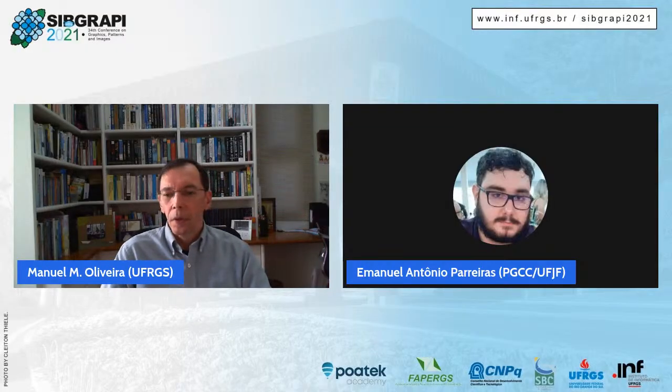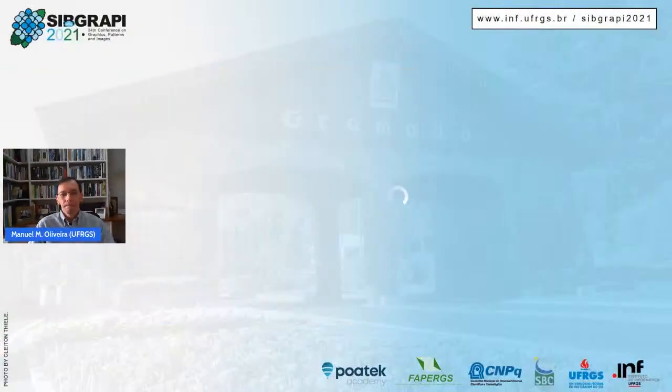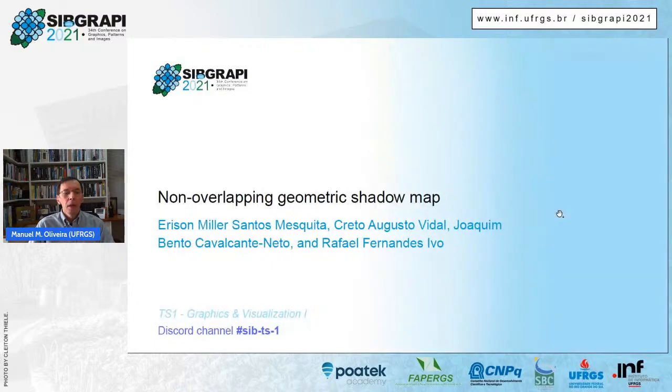All right, okay. Thank you very much, Emmanuel, for the answers. We should then move to the next presentation. The next paper is entitled Non-Overlapping Geometric Shadow Map. The authors are Edson Mesquita, Creto Vidal, Joaquim Bento Cavalcante Neto, and Rafael Ivo. They are all from Universidade Federal do Ceará. And Edison should be with us answering questions. So let's play the video.